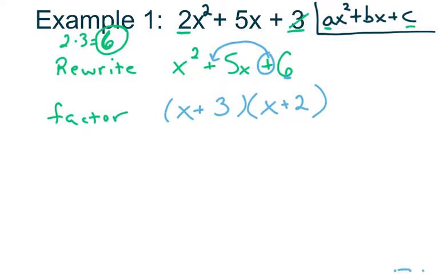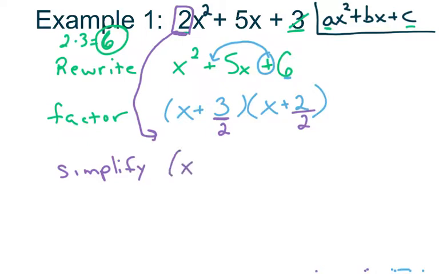Now here's where the bottoms come in. You're going to take this 2, the leading coefficient, and you are going to place it underneath your numbers, just like that. All I did was take the leading coefficient and put them as fractions. Then the next step is to simplify if possible.